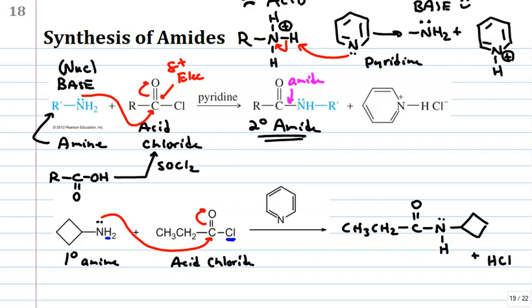Where's the HCl come from? One of the hydrogens from the nitrogen has to go in the mechanism, and the chlorine here has to leave, and they make HCl. And we make, ta-da, this secondary amide.